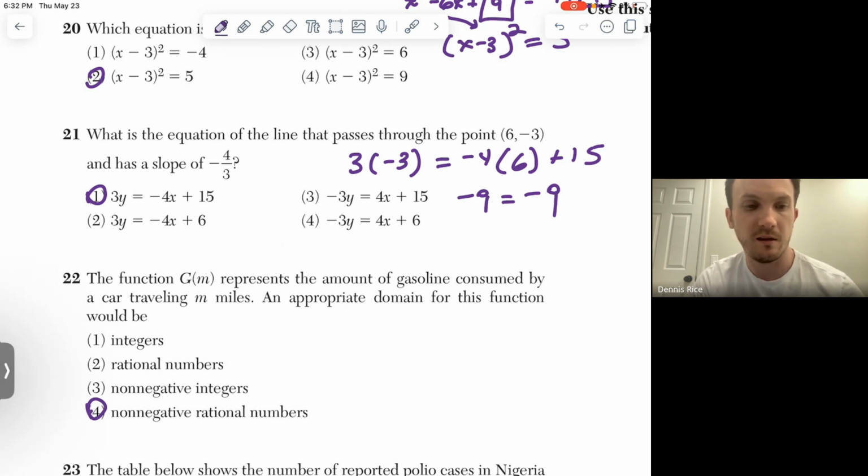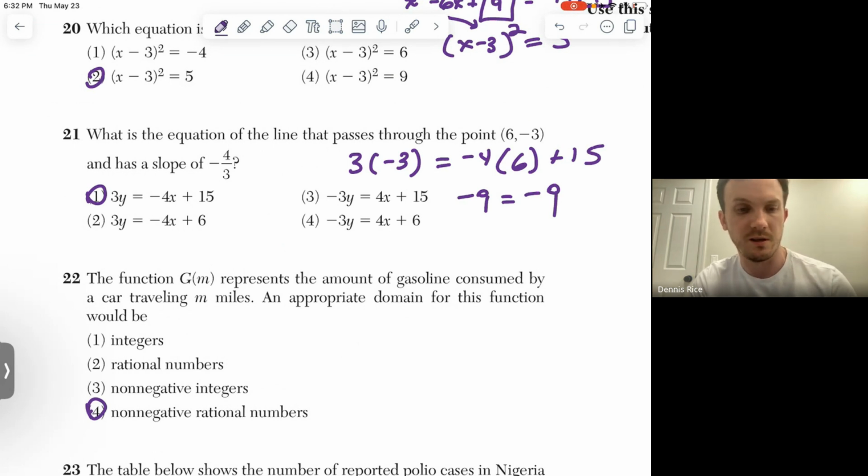I feel like the answer when we've done these has been choice 3 for a bunch of them in a row, but in this case, decimals do make sense. You drive a decimal amount. I could drive 5.5 miles. I could drive 5.12 miles. So non-negative rational numbers.